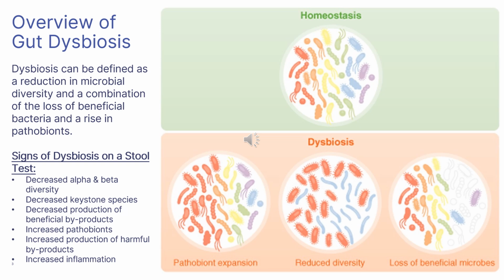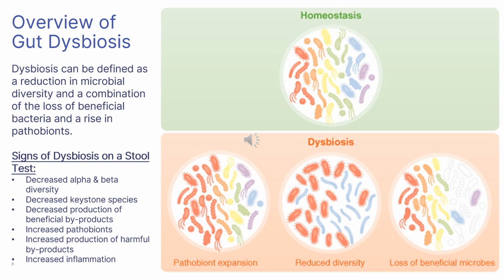But dysbiosis can look like the expansion of and the overabundance of pathogens, as we see over here on the left. In the middle, dysbiosis can also look like reduced diversity. So the pathogens may not necessarily be overabundant, but there just is not that many different types of bacteria present in the gut. And then over here on the right, dysbiosis can also look like a loss of beneficial microbes. So again, the pathogens have not begun to take over the microbiome, but this patient is missing some of the key protective strains and beneficial strains from their microbiome.